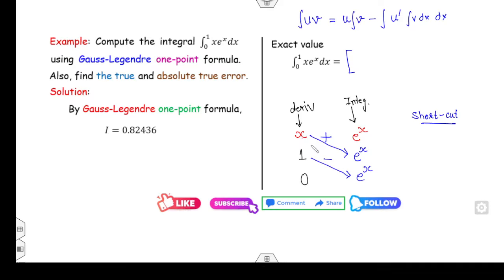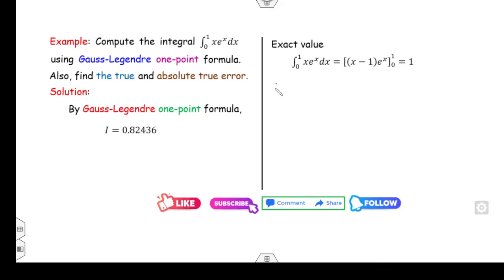So the answer is, you can multiply them: x e raised to power x minus 1 into e raised to power x from 0 to 1. So can you solve them? If you substitute 1, it is e raised to power 1 minus e raised to power 1. If you substitute 0, the answer will be 1. So the exact value will be 1. Therefore, your true error will be exact value, fine, minus approximate value.